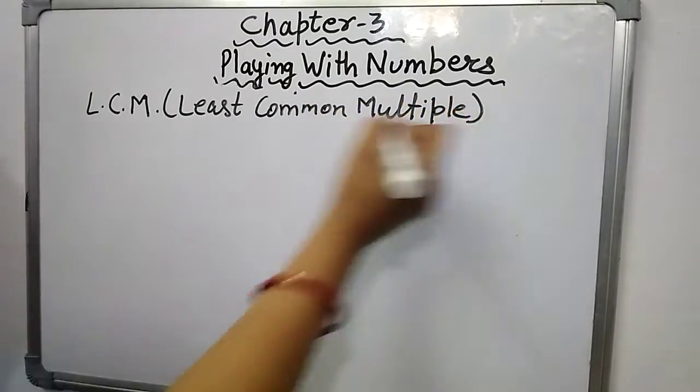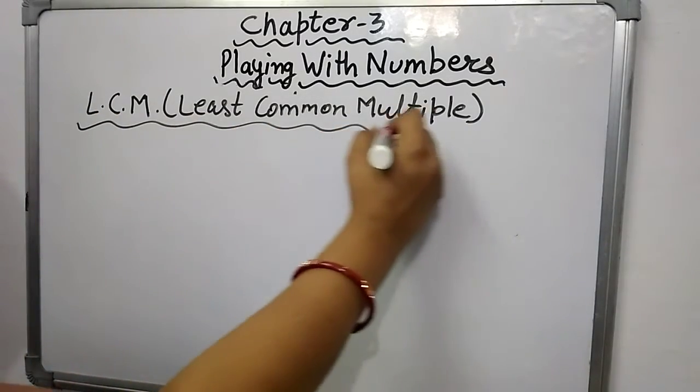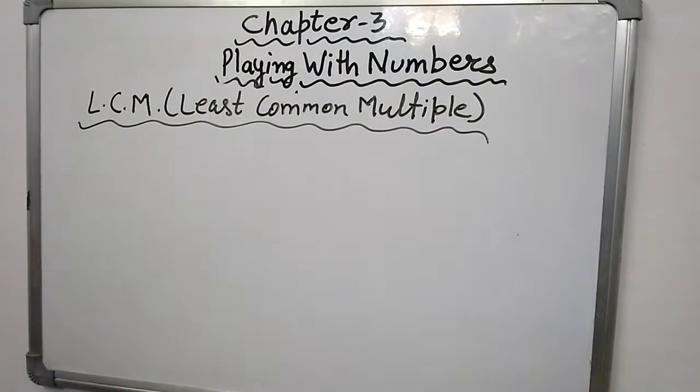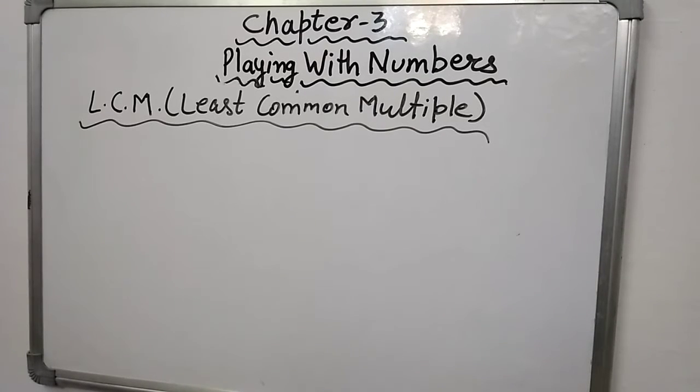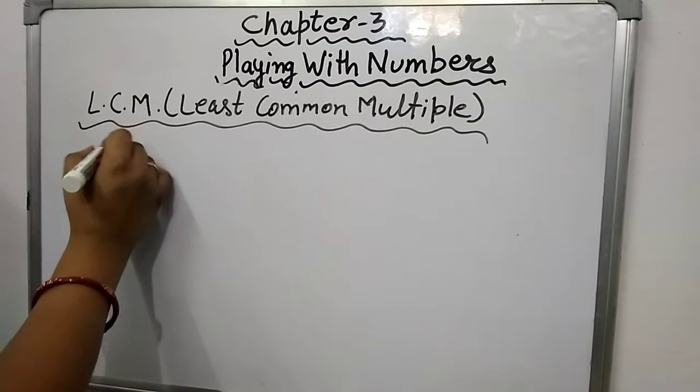We understood factor, common factor and HCF. Now we have least common multiple. We know what are multiples and what are common multiples. Now we will find out the least common multiple. We use the method of repeated division for this also. Let's take an example.